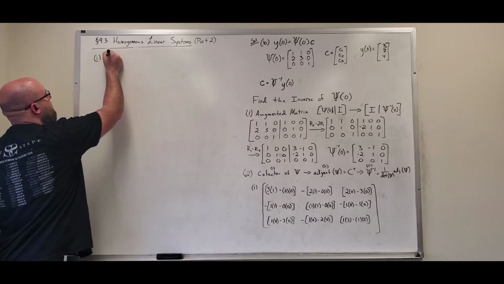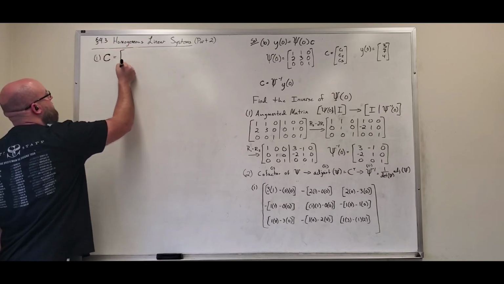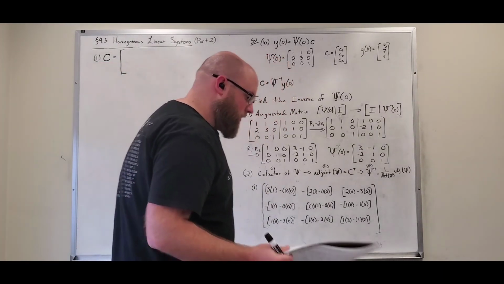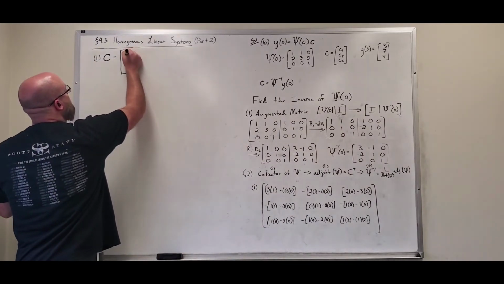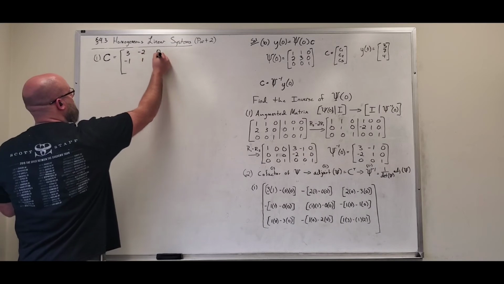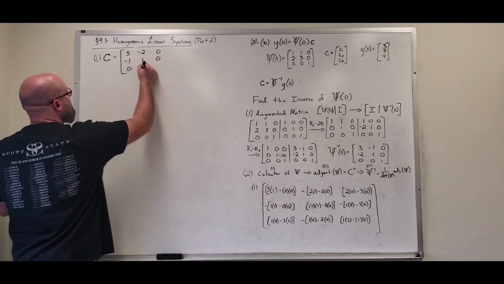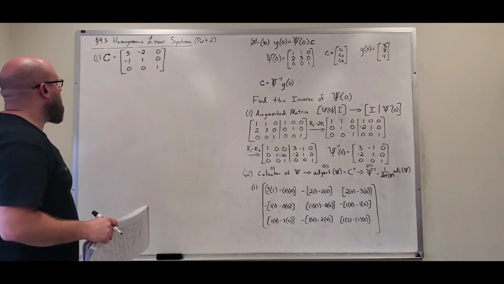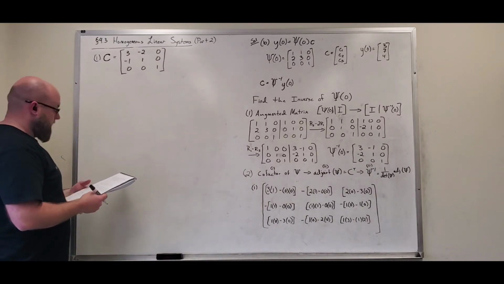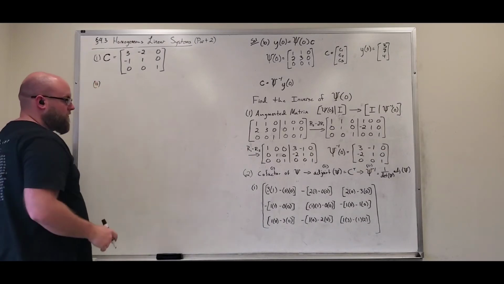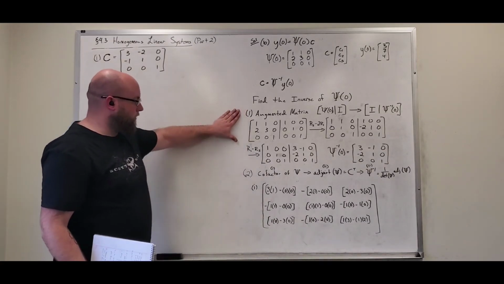So big C here, our cofactor matrix, is now of the format 3, -2, 0, -1, 1, 0, 0, 0, 1. Just to double check all of the math there. Okay, looks good. All right, so the next step, part 2 of this form. So this was one way to find the inverse. This is the other way.